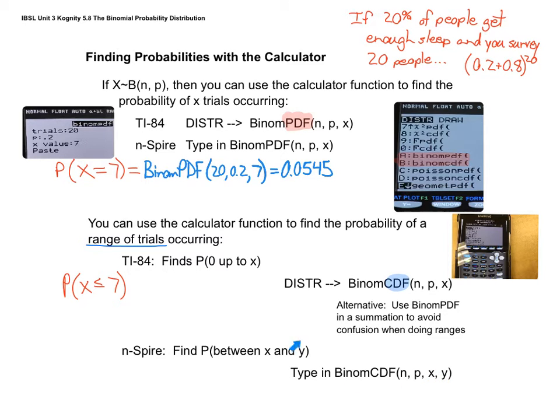Now for this problem, it doesn't make any difference because the TI-84 automatically will do it from 0 up to whatever you put in for x. So if I typed in the same thing I did up here, but I had binomial CDF instead of PDF, it'll give me the probability of getting nobody with enough sleep, 1 person with enough sleep, 2 people with enough sleep, all the way up to 7 people with enough sleep.